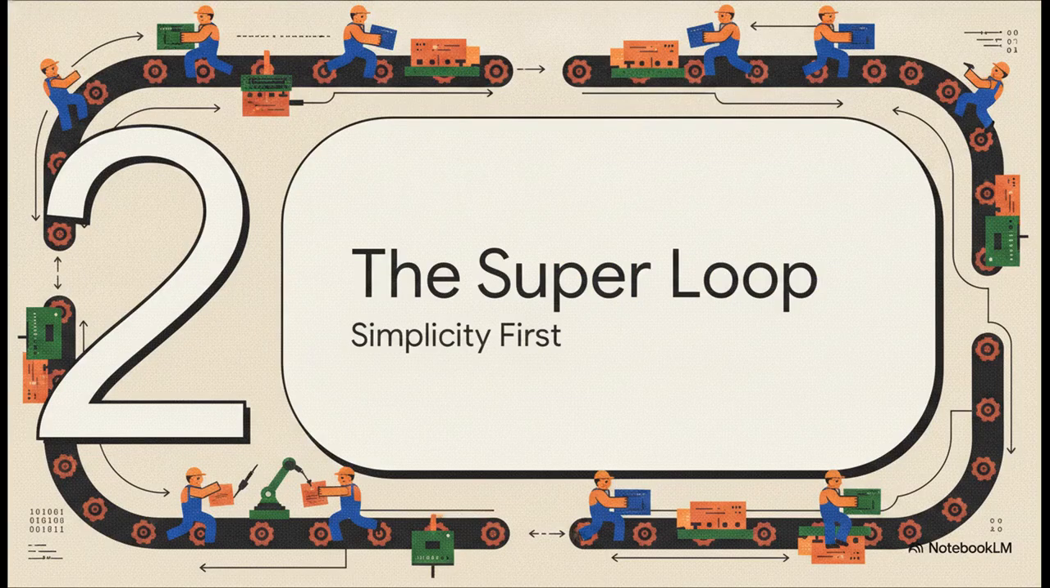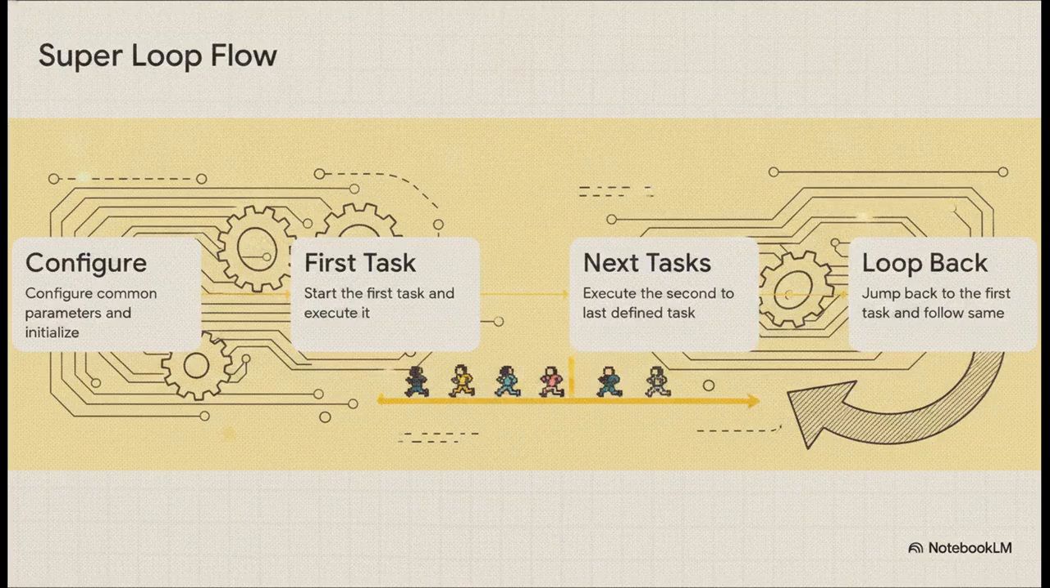Section 2, the superloop, simplicity first. Now that we have our raw code, how do we organize it? Think of this specific approach like a relentless, unstopping assembly line worker. One who just goes down the line, performing tasks one by one, forever. The flow here is incredibly rigid, very sequential.